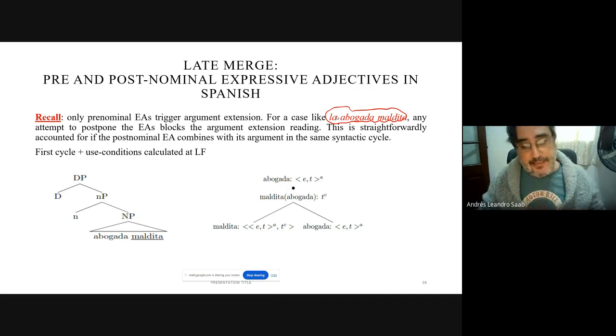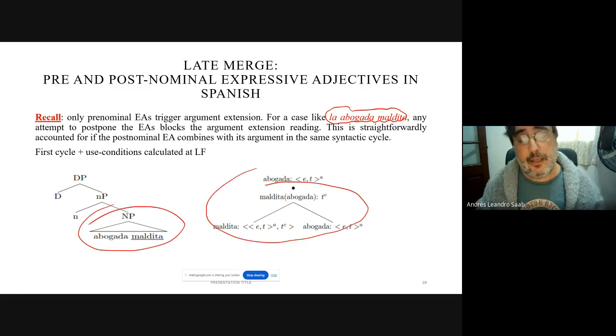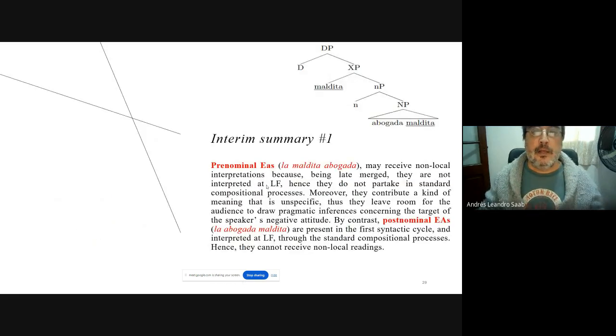Okay, so in a sense, what I'm saying here is that maldita in predicative position combines functionally in the usual way, in the Potts usual way, and this is basically because late insertion or late merge can only happen at expletive positions or positions which are post-cyclic, right? And postnominal position, argument position, are positions which cannot be subject to late insertion. Okay, so the interim summary is that we have a new finding.